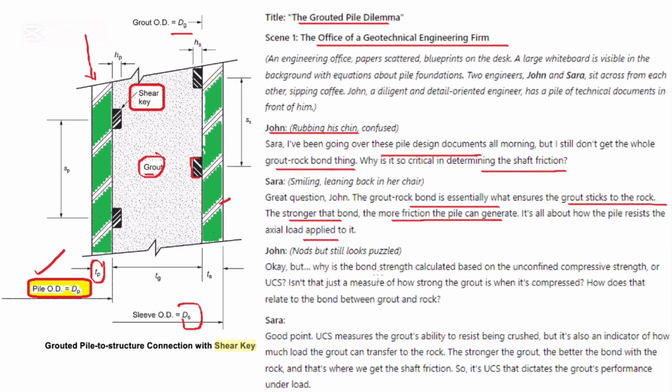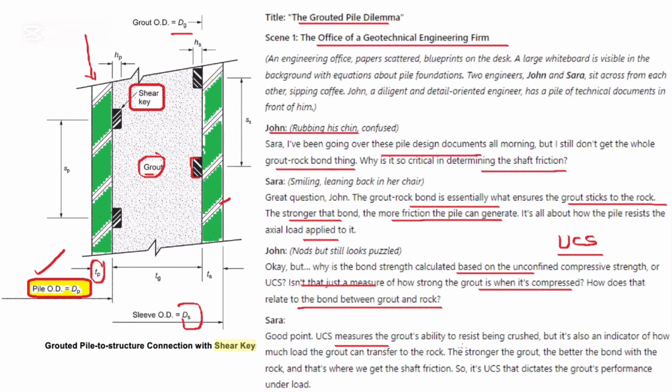Okay, but why is the bond strength calculated based on the unconfined compressive strength? The bond strength is calculated based on the unconfined compressive strength ratios. Isn't that just a measure of how strong the grout is when it's compressed? How does that relate to the bond between grout and rock?